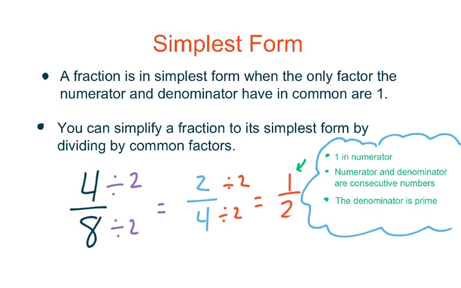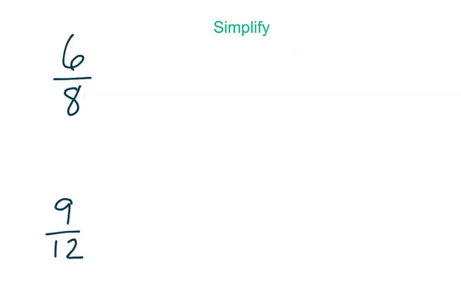Now, the surefire way to tell if fractions are in the simplest form is if the only factor that they have in common is the factor of 1. Then we for sure know that these fractions are in their simplest form. Let's go ahead and take a look at some fractions, and we're going to simplify them to their simplest form. Now, if we take a look at 6/8 to begin with, both of these numbers are even.